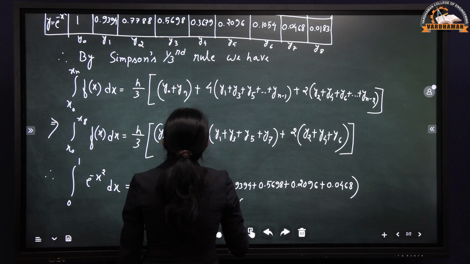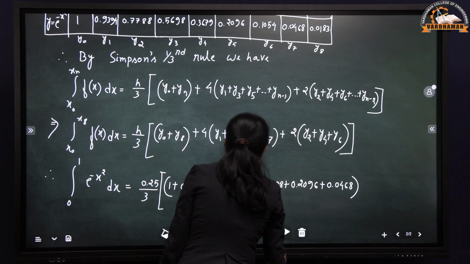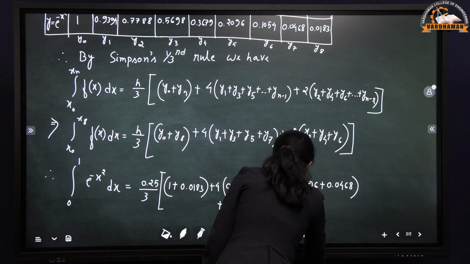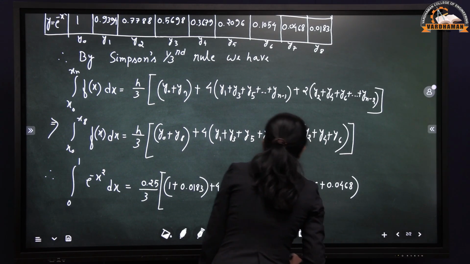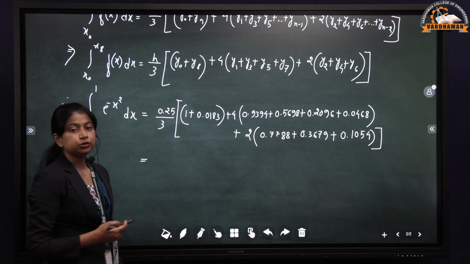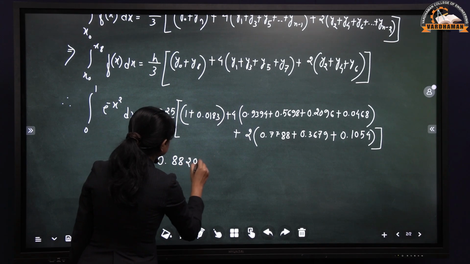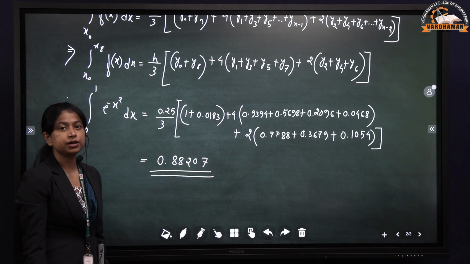2 into even terms are 0.7788 plus 0.3679 plus 0.1054. If you compute this value using calculator, you will get 0.88207, which is the required answer.